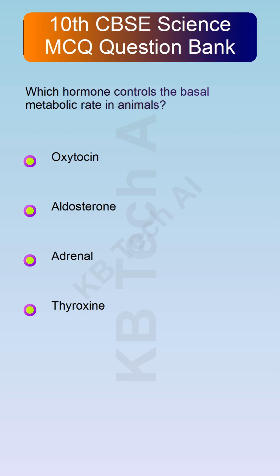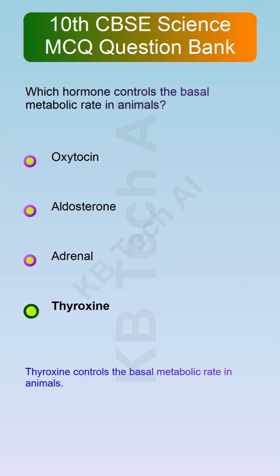Which hormone controls the basal metabolic rate in animals? Option 1, oxytocin. Option 2, aldosterone. Option 3, adrenal. Option 4, thyroxine. The answer is Option 4, thyroxine.